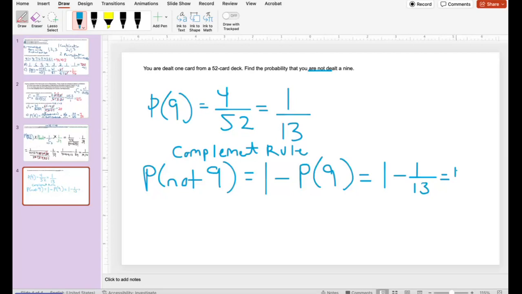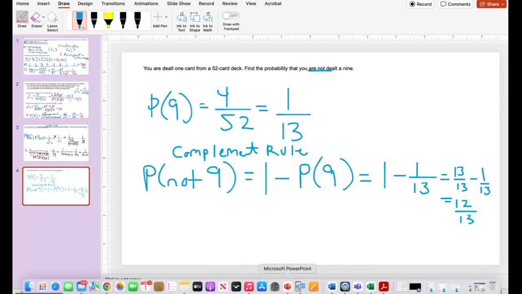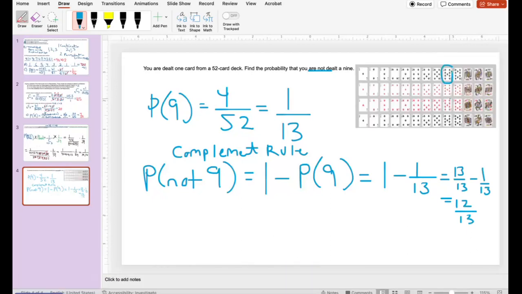So that's going to be, 1 is just 13 over 13, right? Minus 1 over 13. That's going to be 12 over 13. These are all 9s right here. This one, this one, this one, and this one. All right. So we get 12 out of 13 when we do that.